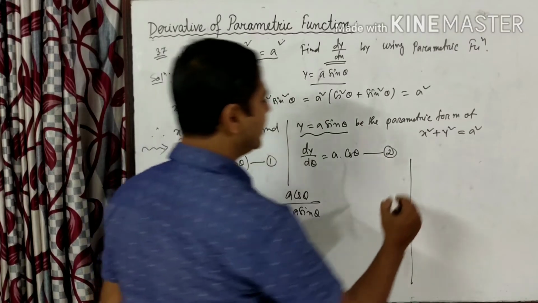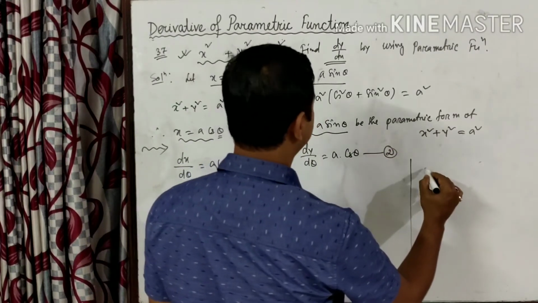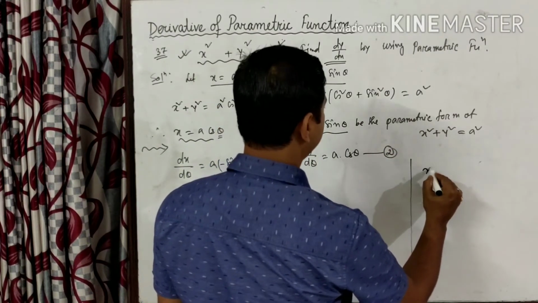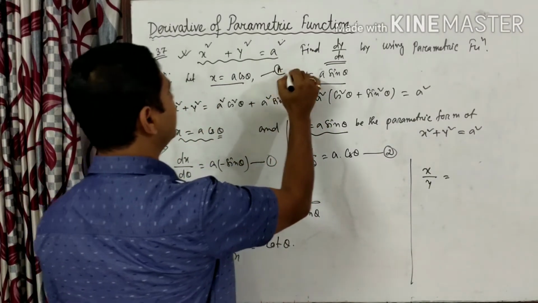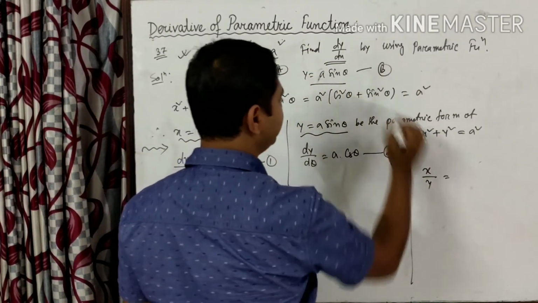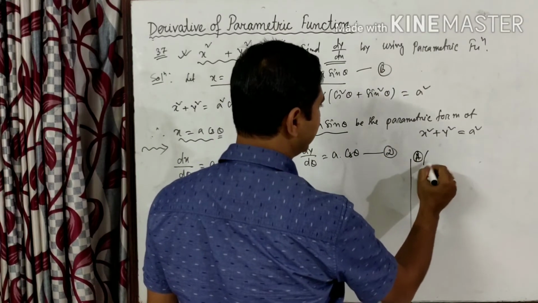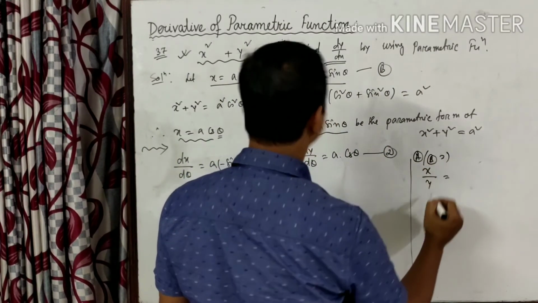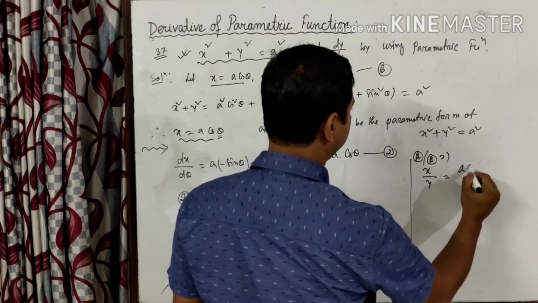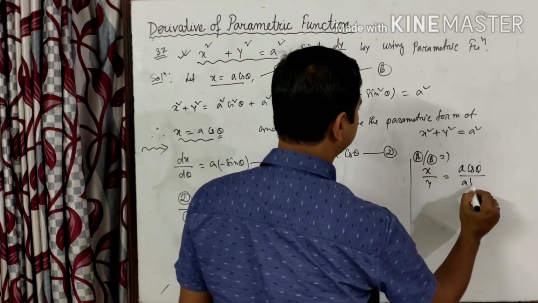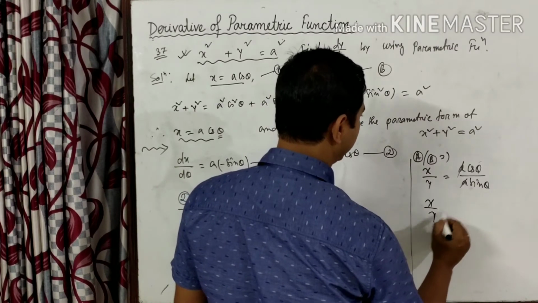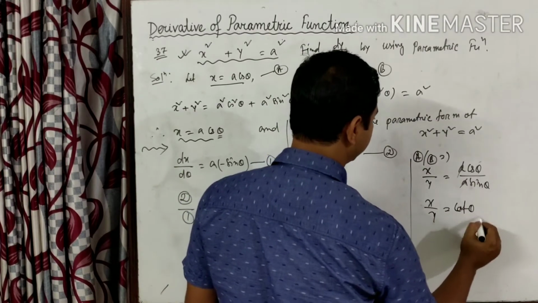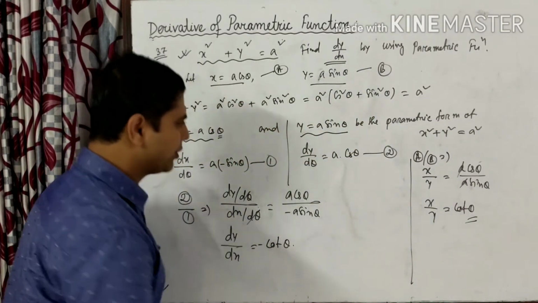On this side, dividing, we get x by y. I take this equation and consider it as b. So a by b implies x by y. Here a cos theta divided by a sin theta, the a cancels. So x by y is equal to what? Cot of theta. So what is the value of cot theta?